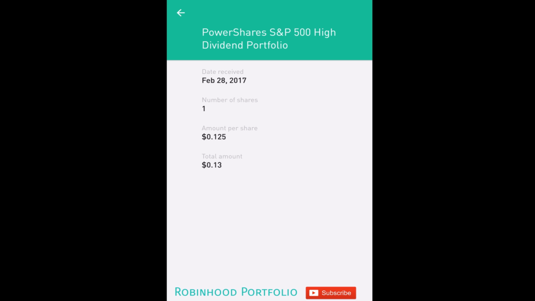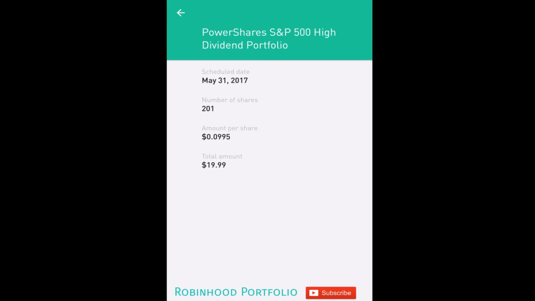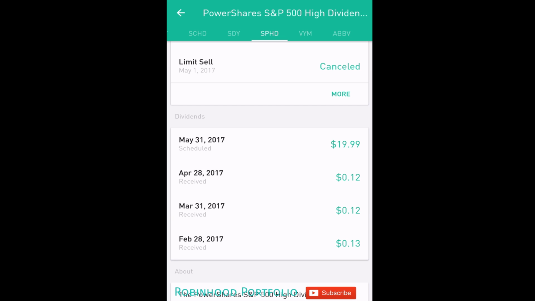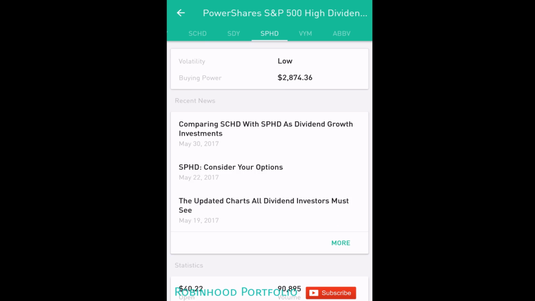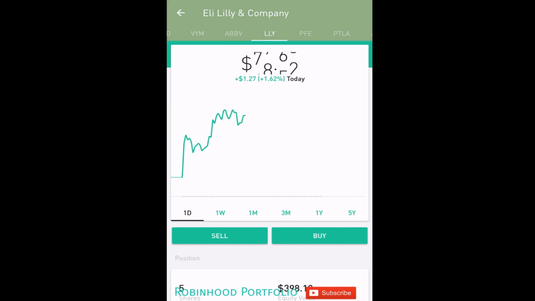It's been currently paying out anywhere between 0.11 and 0.13. You can see that was 0.13. I think the most recent one was 0.0995, so it dipped a little bit. That'll change depending on what stocks are paying off in any particular interval for that particular stock.